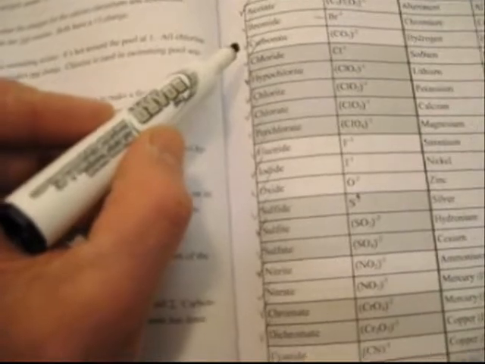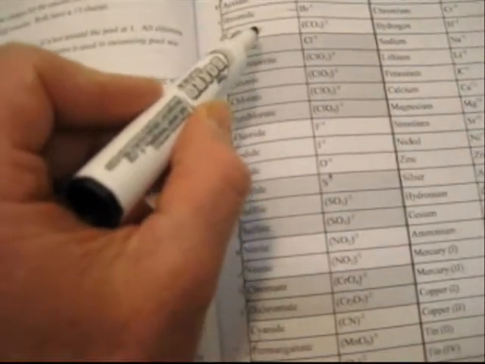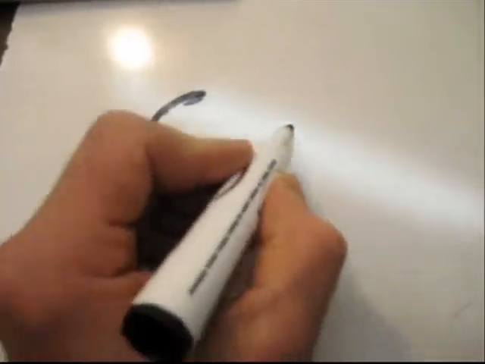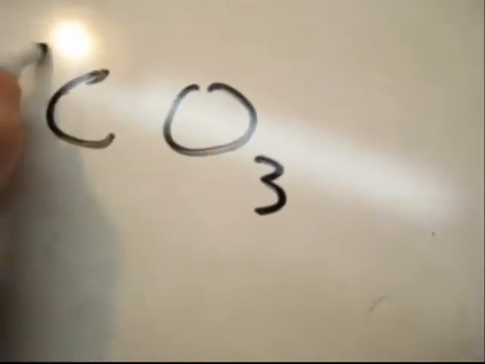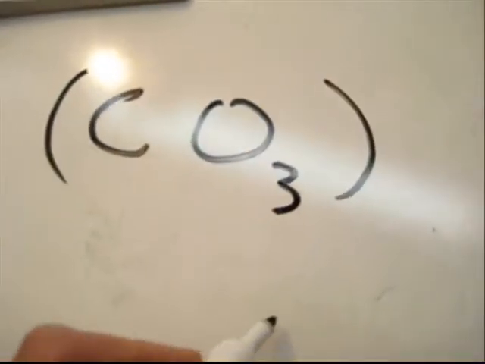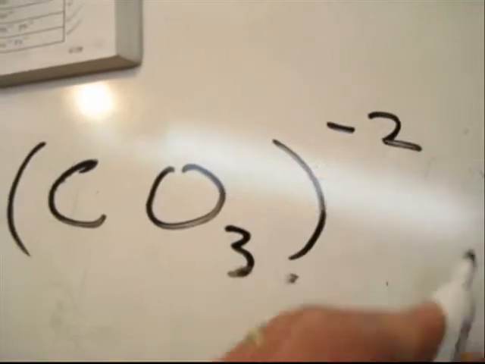Now the next one down is carbonate. And we see the ATE ending on that one, and so we know it's going to have oxygen. So we have carbon and oxygen. In this case the symbol for carbonate is CO3. We'll have our parentheses, and it's a -2 charge.